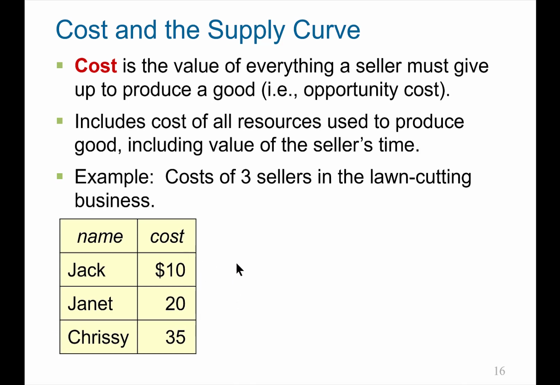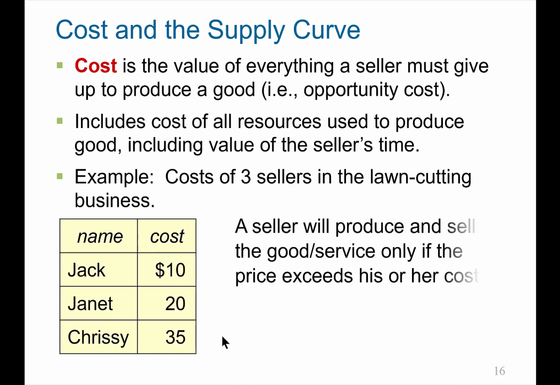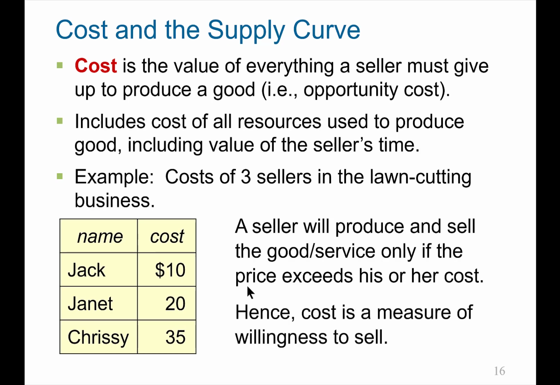Anyway, so they're producers for lawn cutting. And of course, our low-cost producer is going to be a man. No, it just happens to be the case here. Janet is a higher cost producer. To mow a lawn, it costs her $20, and then Chrissy's the highest cost producer. Okay, so we're going to ask each time at a particular price, who would be producing? And why would you produce? You would only produce if the price covers your cost, right? So remember that as a seller, that price needs to cover your costs.